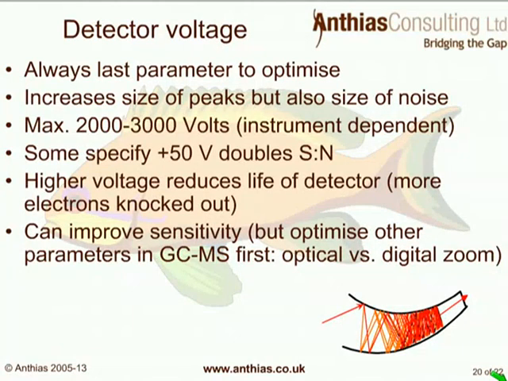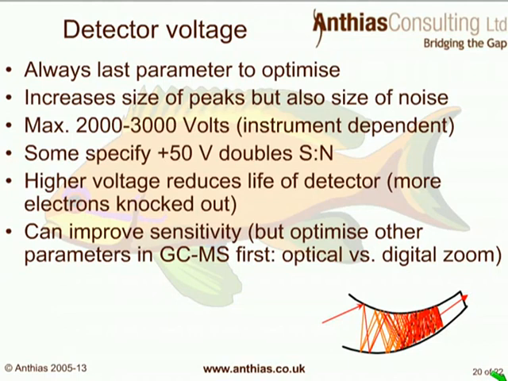And one of the last parameters in our method that we want to optimize is our detector voltage. This increases the size of the peaks, but also increases the size of the noise. It doesn't always improve your signal-to-noise values. Depending on the instrument, it could be a maximum of 2,000 or 3,000 volts, but the higher the voltage, the faster you'll use up the electrons within the detector. Some specify that if you add 50 volts to your method, you'll be doubling your signal-to-noise value, but that's application dependent. So if you use higher voltages, it reduces the lifetime of the detector, and it can improve sensitivity.